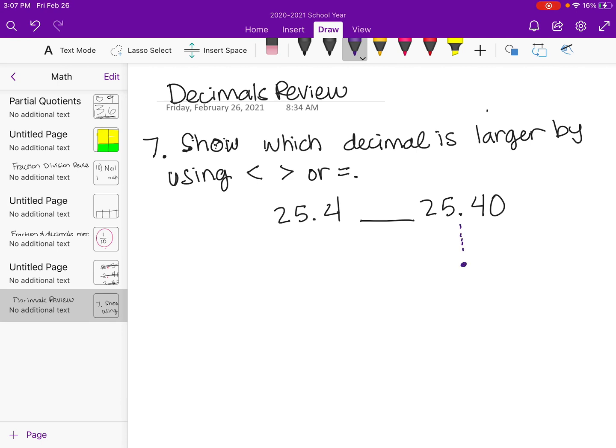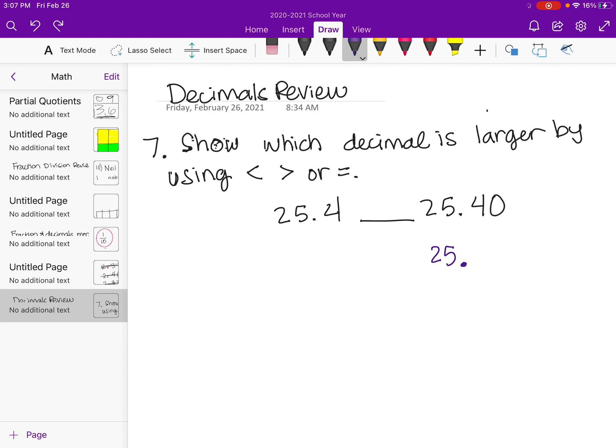up my decimal place points. So you can see my decimal points are lined up right here. And that will help me to line up the place values. So I'm going to write 25, and you can see my 1s are in the same place, my 10s are in the same place, and my decimal place values will be as well. So I have 25 and 4/10.